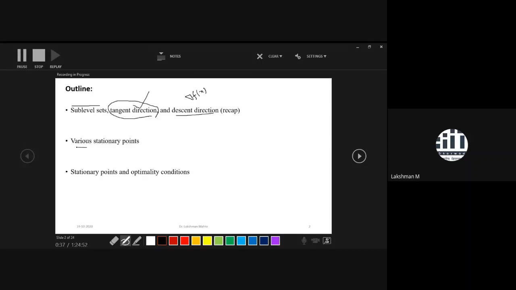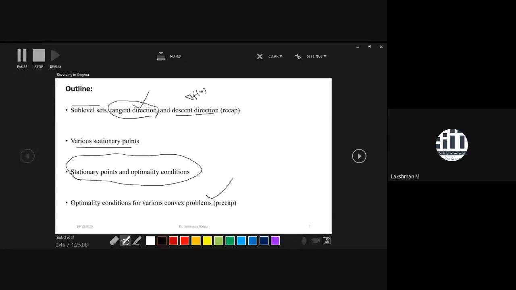Then I will discuss various stationary points and the relation between a stationary point and optimal points, in detail. And in the next class I will discuss the optimality condition for various problems: linear program, quadratic program, and semi-definite program. So if you keep on changing the problem, your optimality condition will keep on changing with respect to the different convex optimization problems. Those things we will discuss in detail.